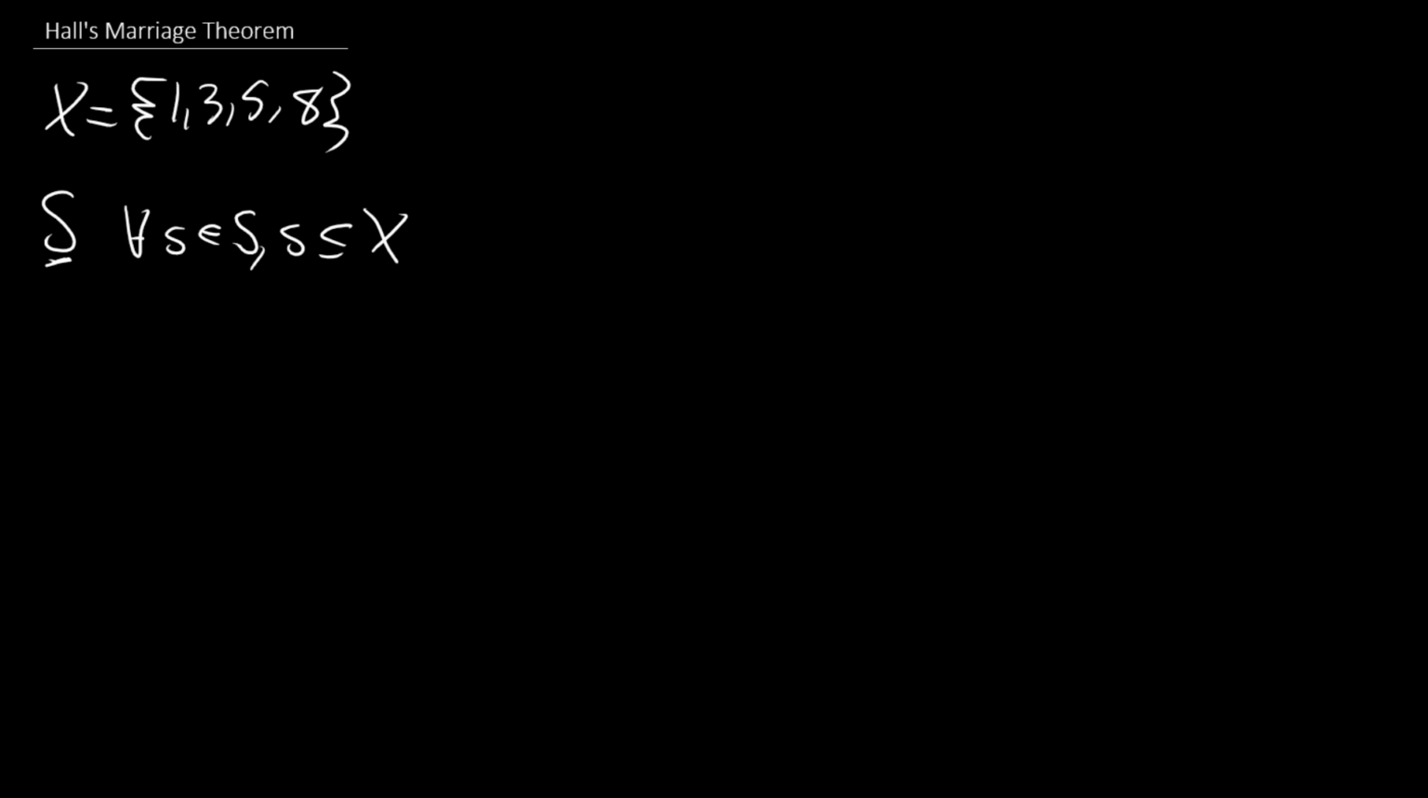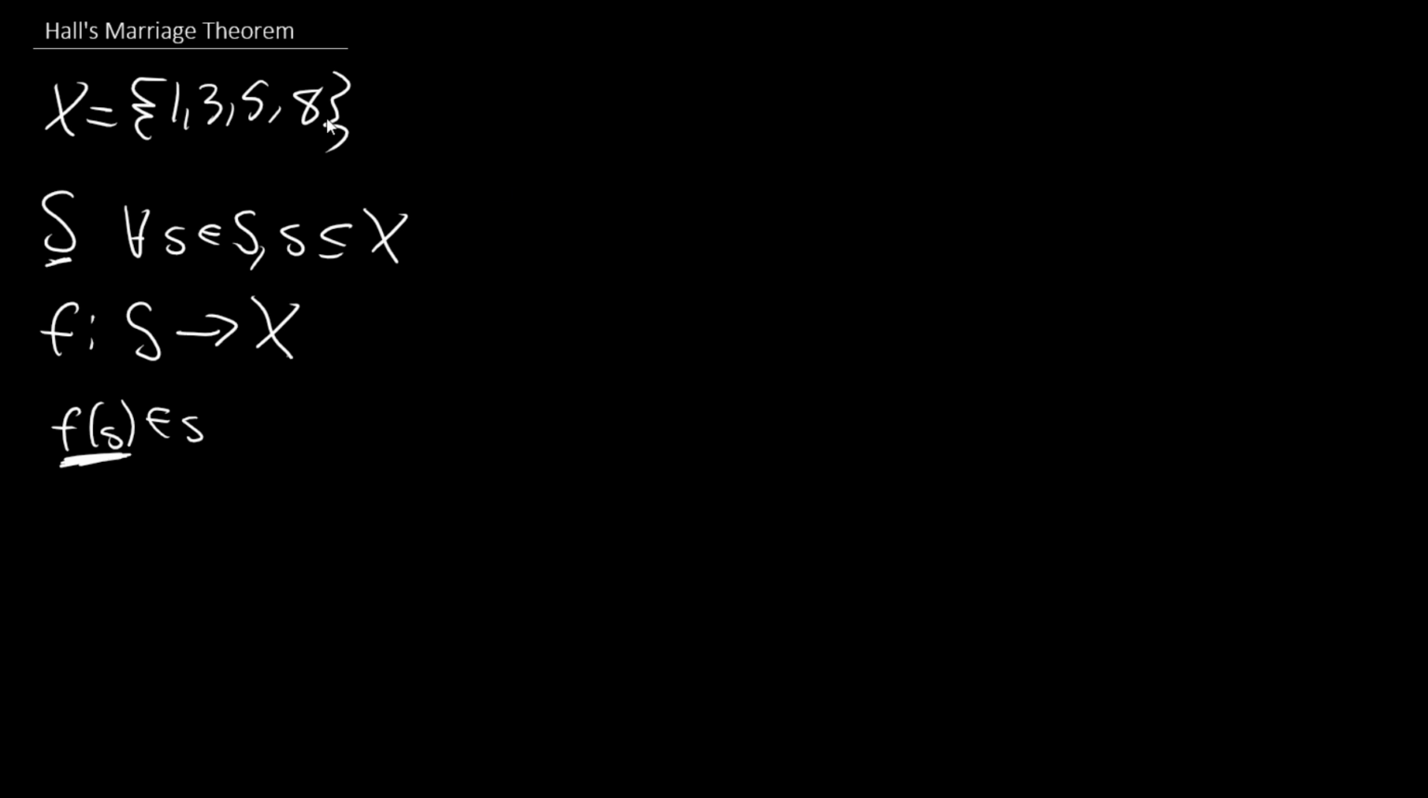And we want to know if there's some injective function f that goes from S to X such that f of S is an element of S. So what this means is that you choose one element from each subset, which is f of S, and all these elements combined create the entirety of the range, which is X.